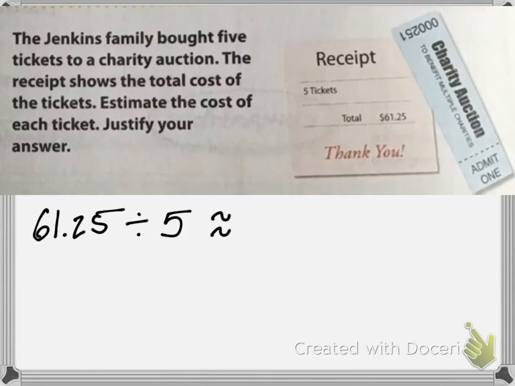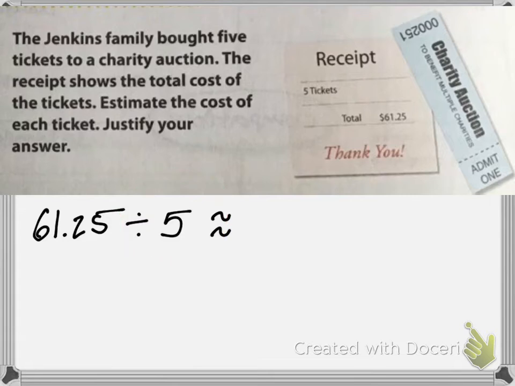I want you to think about this one. The Jenkins family bought 5 tickets to a charity auction. The receipt shows the total cost of the tickets. So estimate the cost of each ticket and justify your answer. What we know is we want to pick a number that we can divide by 5.